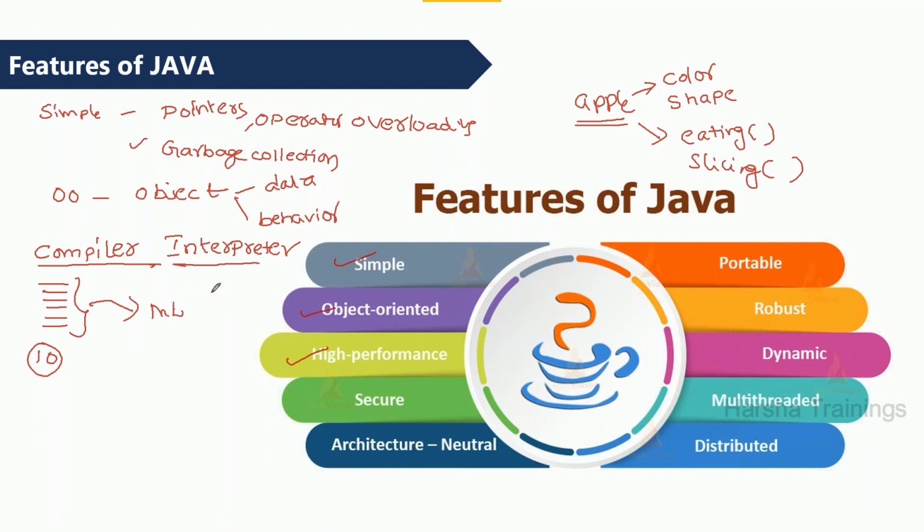But coming to interpreter, first it converts the first line. After completion of the first line, there is no problem. Then it converts the second line. There is no problem. Convert the third line. If there is an error in the third line, it does not convert. Simply it shows the error to the user. You got it?